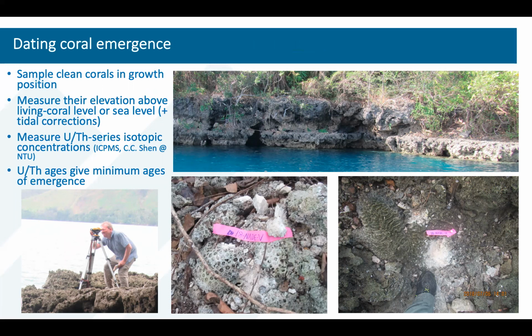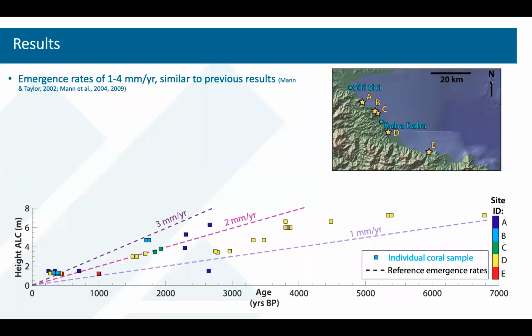So we measure their elevations. We send samples for ICPMS, uranium-thorium series work to River Shen, who does the ICPMS work. And we end up with uranium-thorium ages, which represent minimum ages of emergence of these corals, which is what I'll show on the next slide.